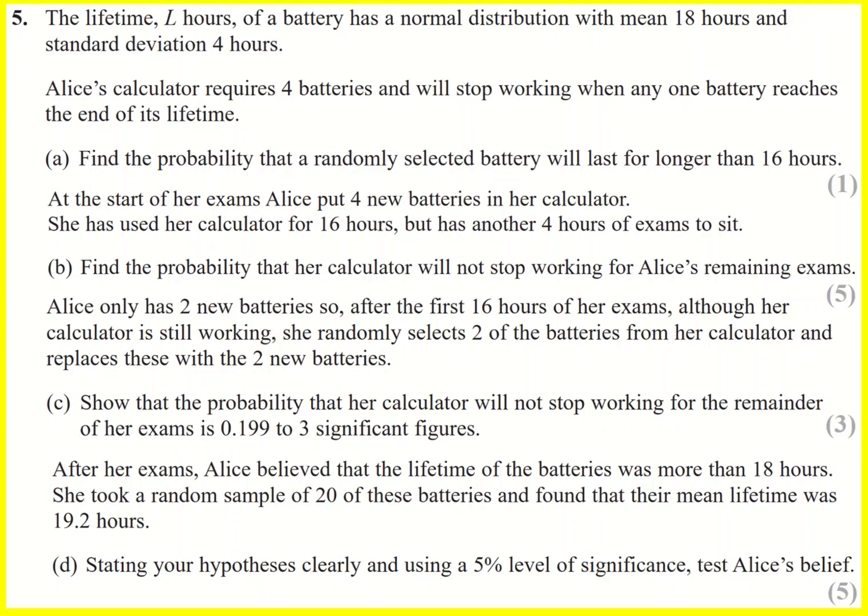The lifetime L hours of a battery has a normal distribution with mean 18 and standard deviation 4. So we can write it like this. Alice's calculator requires 4 batteries and will stop working when any one battery reaches the end of its lifetime. Find the probability that a randomly selected battery will last for longer than 16 hours.